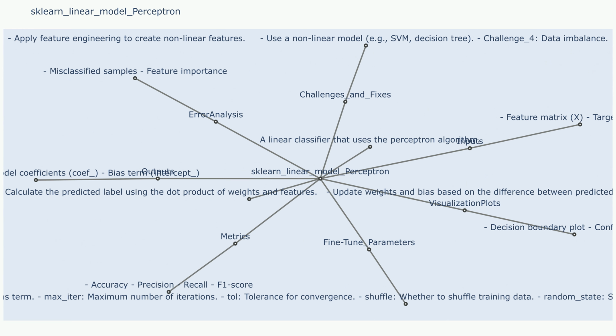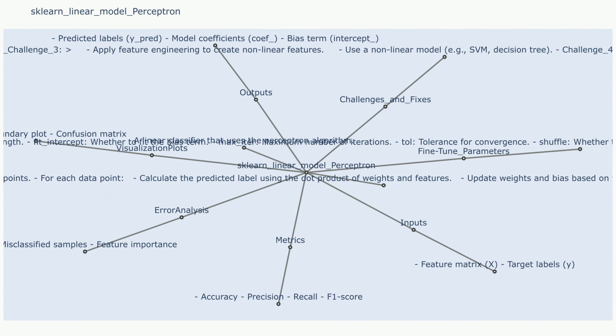Sample use case that resulted in challenge 2: training a perceptron on a dataset with features that have different scales. For example, one feature is in meters and another feature is in kilometers. Fixes to challenge 2: feature scaling techniques, such as standardization or normalization.